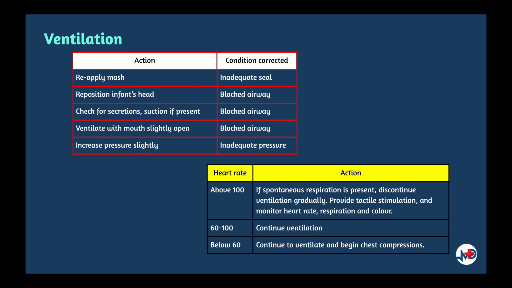Position yourself at the head end or at the side of the baby to have an unobstructed view of the infant's chest and abdomen. The appropriate face mask should cover the mouth and the nose but not the eyes of the infant. Compress the bag using your fingers and observe an appropriate rise of the chest. If the chest does not rise, follow the steps outlined. Evaluate the heart rate and take a follow-up action accordingly.